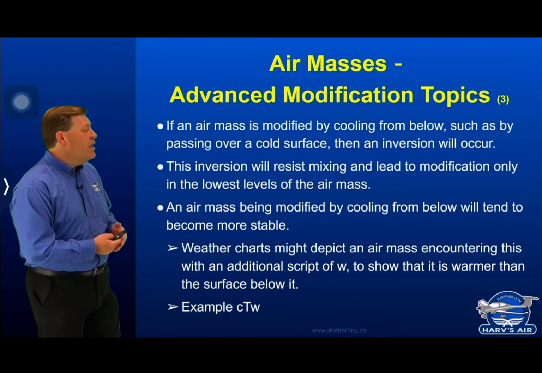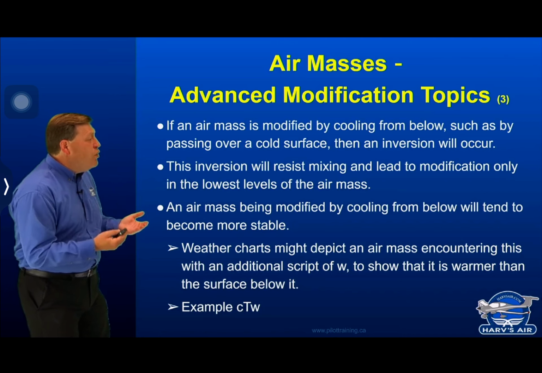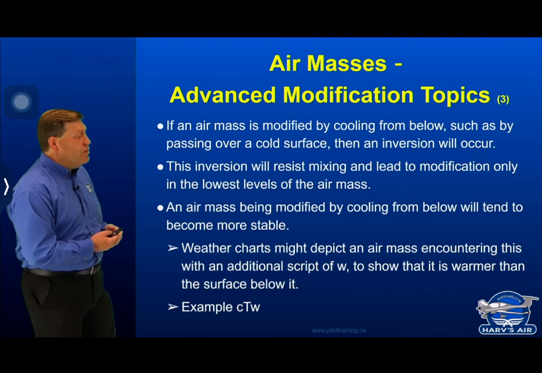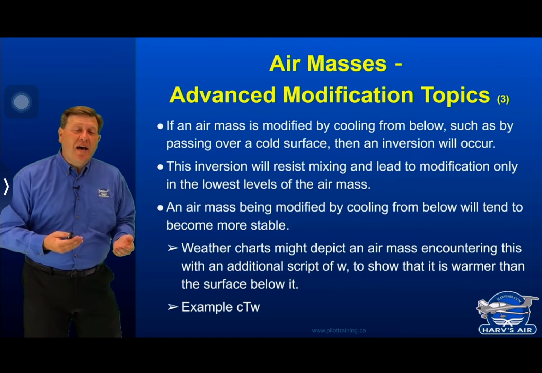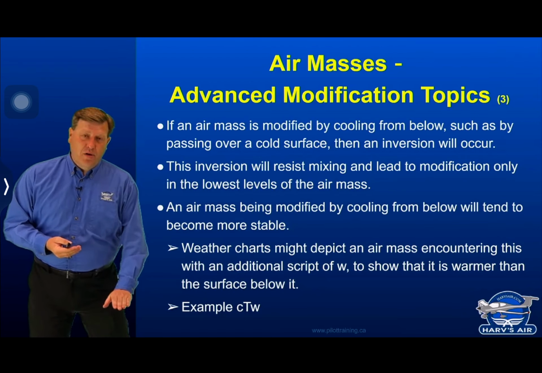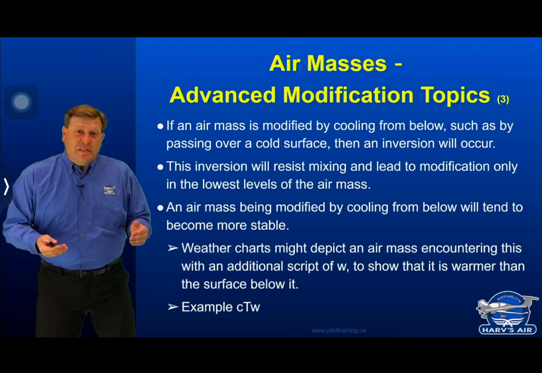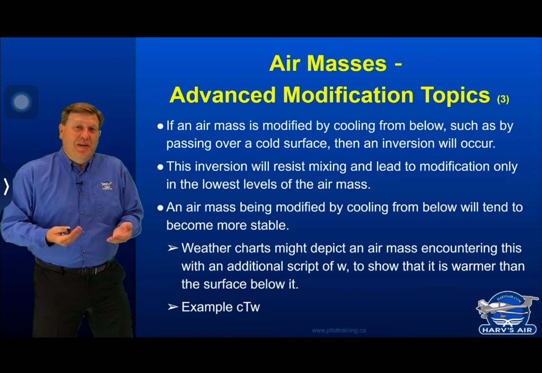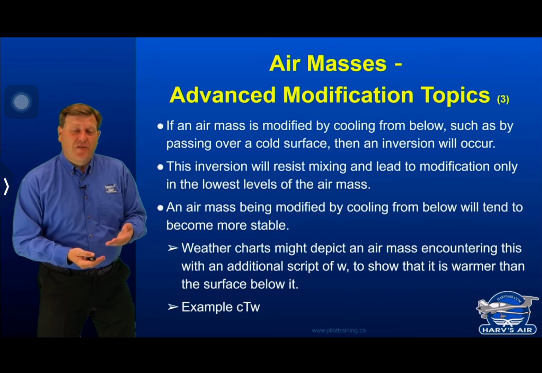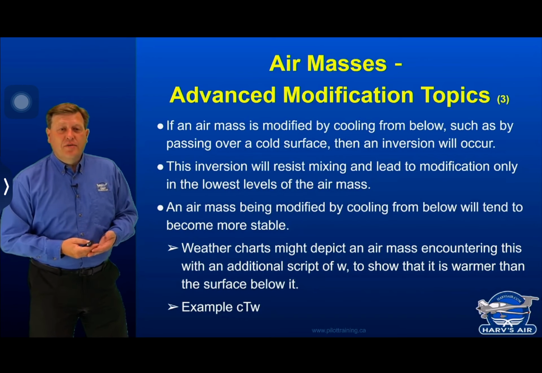Yeah, okay. So, if an air mass is modified by cooling from below, such as by passing over a cold surface, then we have an inversion. Colder temperatures below, warmer temperatures above. The warm air can't rise now because there isn't any warm air down there. Air that tries to rise is going to find warmer air above it, so it's just going to say, I can't do anything.